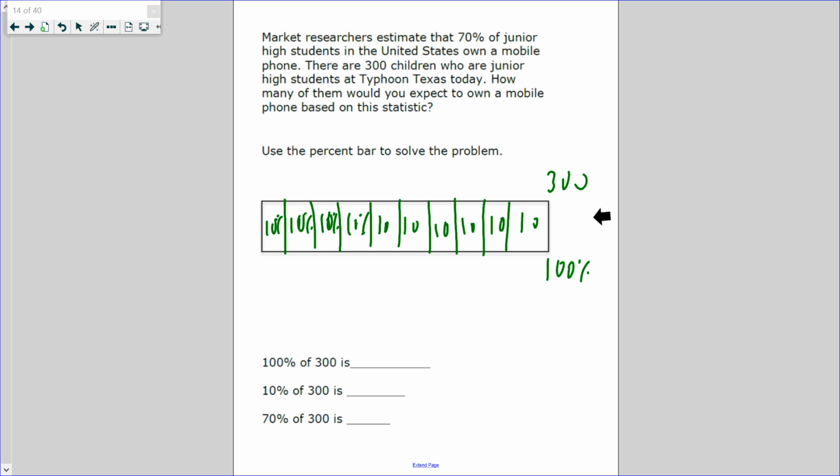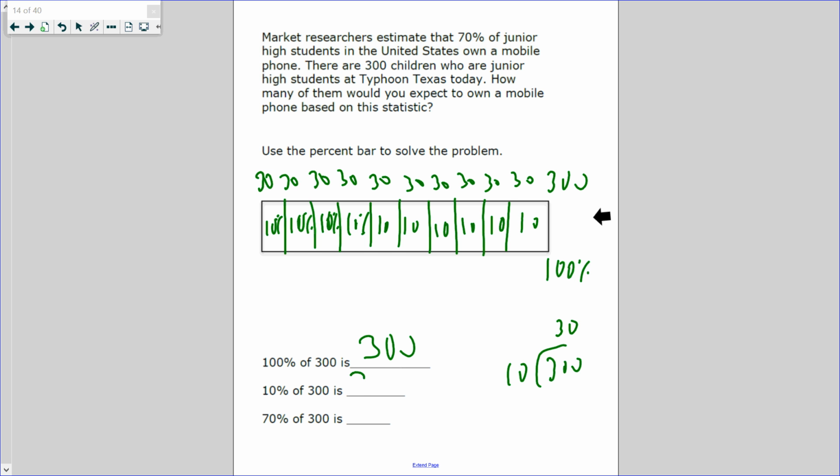Each part represents 10%. What is 300? How many students will go in each section? How can I divide the 300 students into groups of 10%? So 300 divided by 10 is 30. So it's 30 students for every 10%. So using this, let's figure it out. 100% of 300 is 300. 10% is 30.